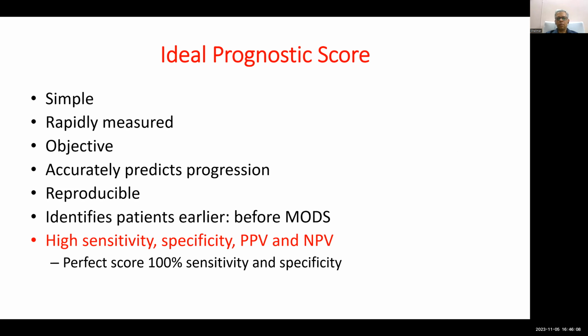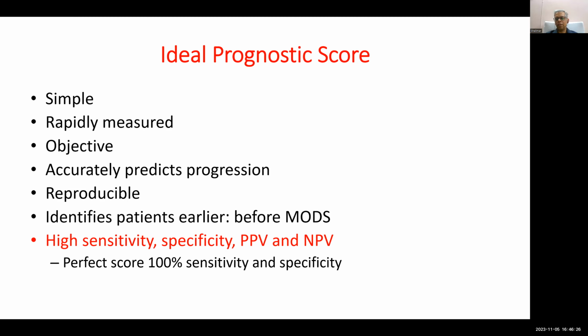So, what is a prognostic score? A prognostic score is something which helps you in predicting the outcome in a particular patient. It needs to be very simple, easy to do, objective, and can be measured regularly. It is reproducible and has a high sensitivity, specificity, PPV and NPV.